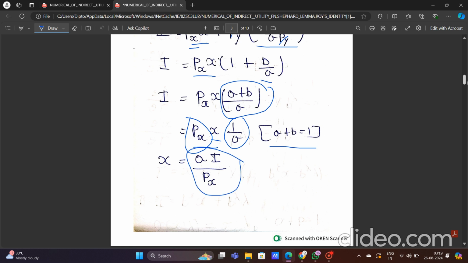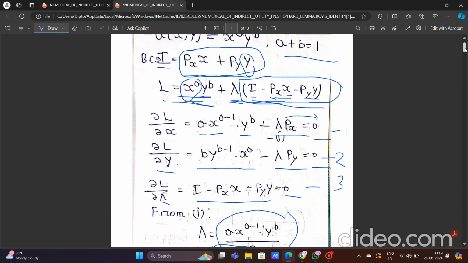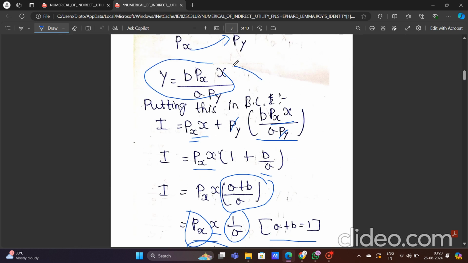And if we want to find out the value of y, which was already obtained in the earlier portion, let me show you. This was the value of y which we have used, but this value is not free of the x. This value was containing x. So for finding out the indirect utility function, we need the values of x and y which are completely free of x and y, which don't contain any x or y and which only contain the prices of the commodities, that is px and py.